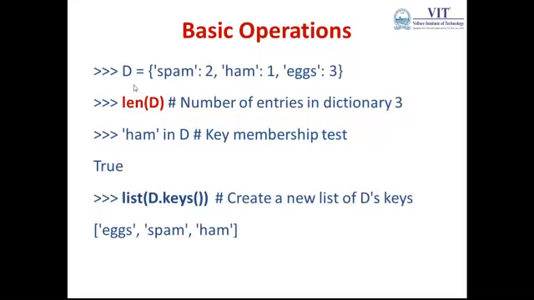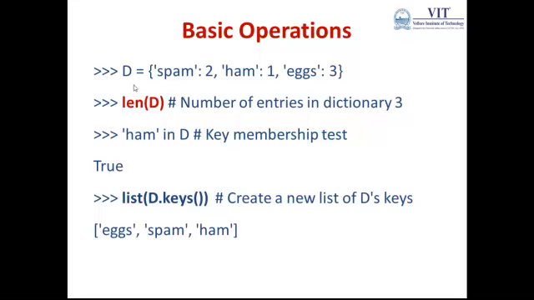It contains three items. First item, key value. My key is spam, value is two. And likewise, I'm adding three items, and I'm just trying to find out the total length. Simply, I use len, a predefined function, len within brackets, I just pass the dictionary name. This will give you the total number of entries.